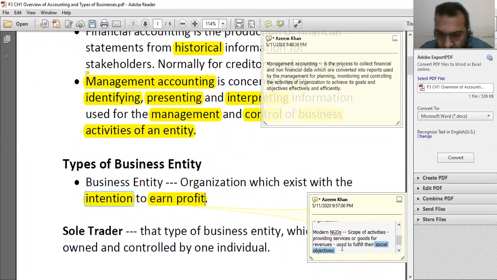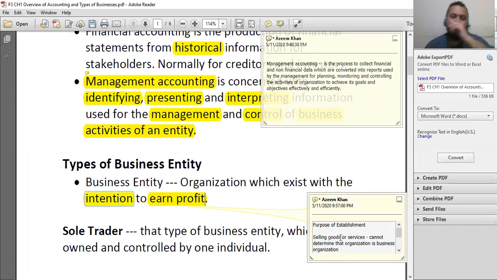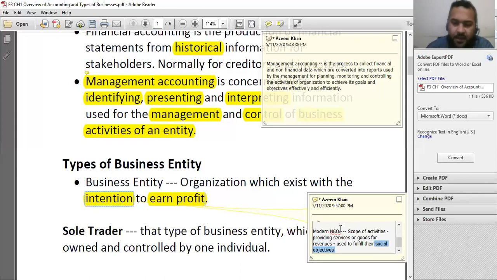Now look at this last point. As I told you, based on the selling of goods or services, you cannot say that an organization is a business organization. Some charities are providing different services and selling goods, and the cash they receive from those services or sales, they use to fulfill their social objectives, to promote education and health facilities. Clear or not? Yeah, clear.